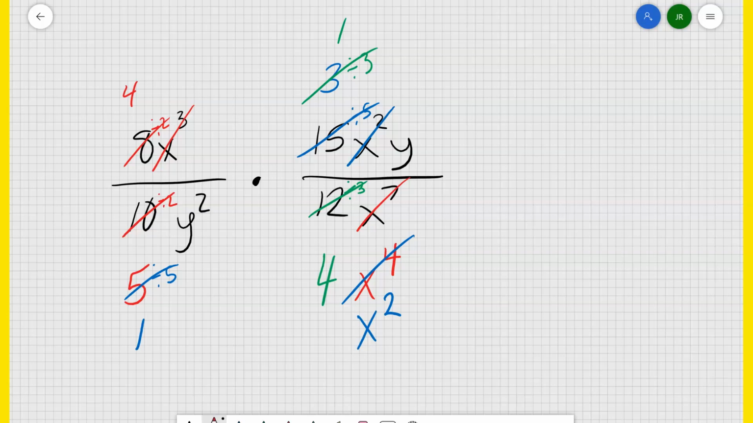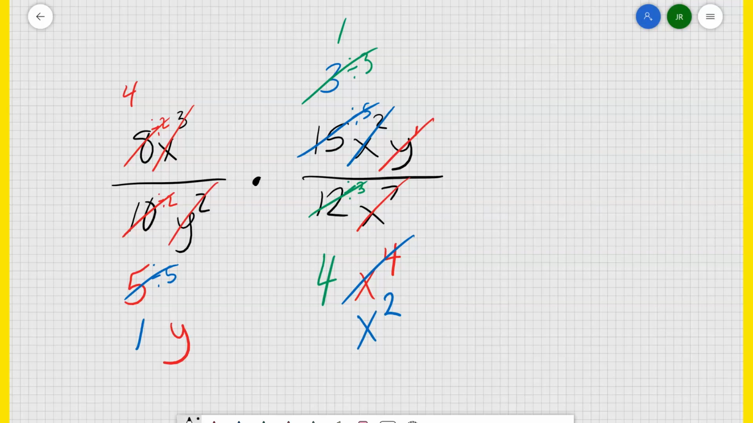All right, the y squared on the bottom here can reduce with the y on top here. So y is understood to be a y to the 1st, right? So they subtract the exponents and you get y to the 1st, because 2 minus 1 is 1. So you just get y to the 1st power. So this cancels out completely, and the y squared becomes a y to the 1st.